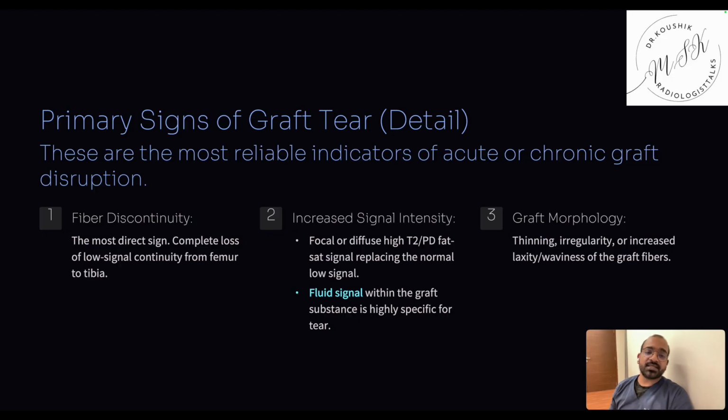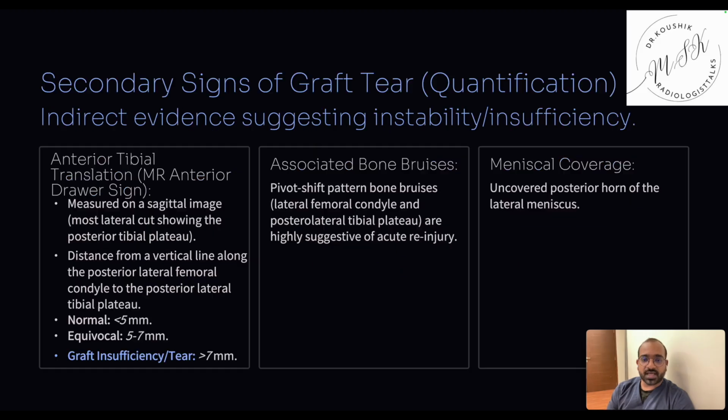So, what are the primary signs of graft tear? The direct sign is fiber discontinuity, that is complete loss of signal, or it can be focal increased signal intensity with loss of a few fibers. Fluid signal within the graft substance is highly specific for the tear. Then graft morphology, whether there is thinning, irregularity, or increased waviness or laxity of the fibers. So these are the three primary signs.